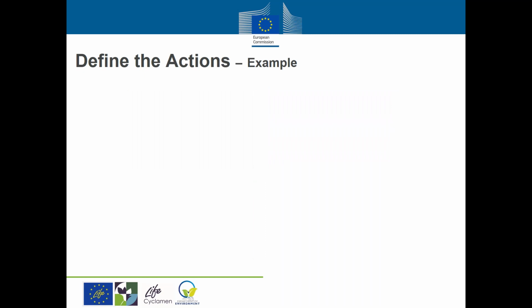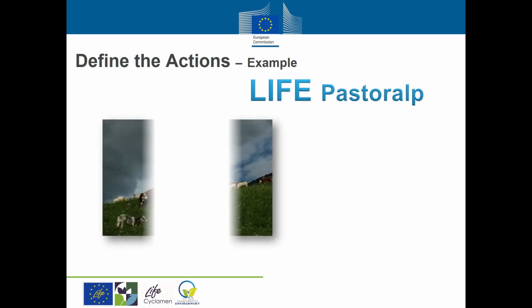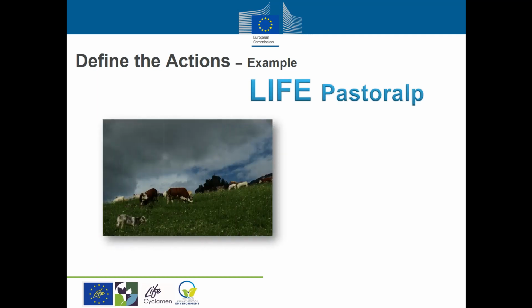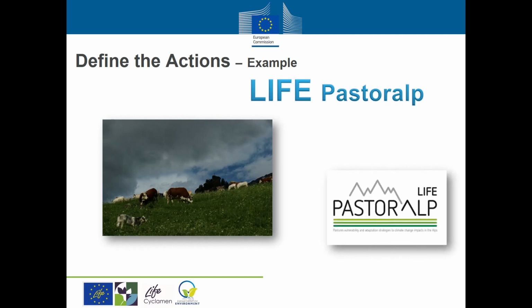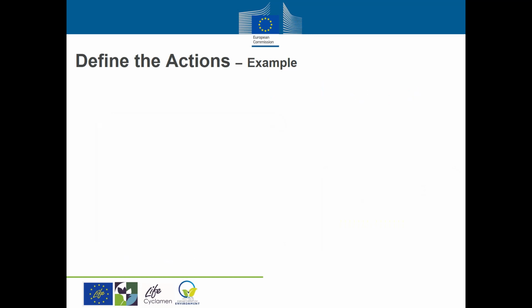Moving on, let's see an example on how you should define the actions of your project. Our example comes from the Italian project LIFE Pastoralp under the thematic priority of climate change adaptation. The overall aim of the LIFE Pastoralp project is to reduce the vulnerability and increase the resilience of alpine pasture agriculture by assessing and testing adaptation measures, increasing capacity building, and developing improved management strategies for climate change adaptation. Let's go through some of the actions that this project has in each type of action.